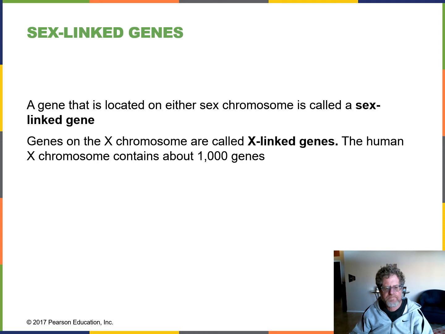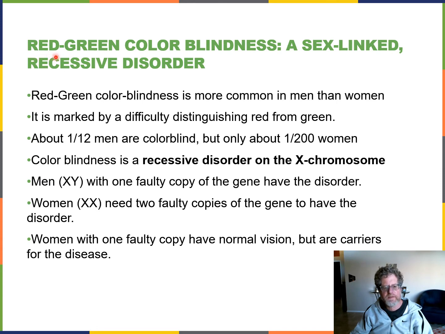Okay. If a gene is located on either the X or Y chromosome, it's called a sex-linked gene. And especially with the X chromosome, there are a lot of genes on it besides sex. Now let's talk about red-green color blindness, a sex-linked recessive disorder, and that should explain how chromosomal inheritance works.